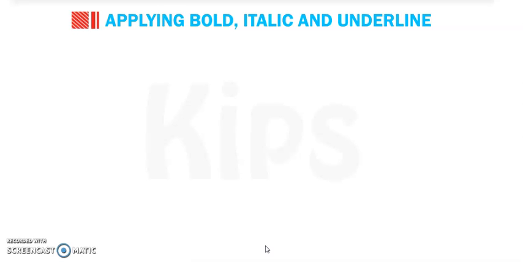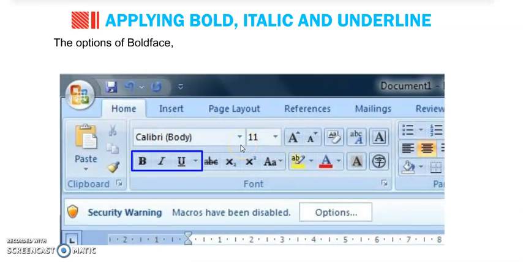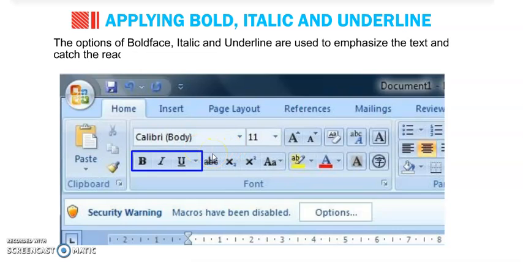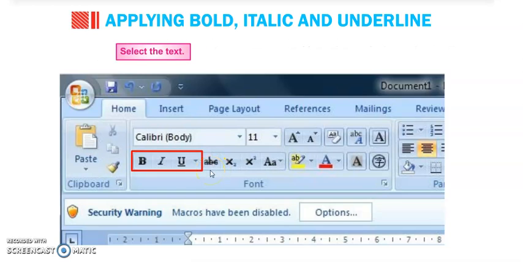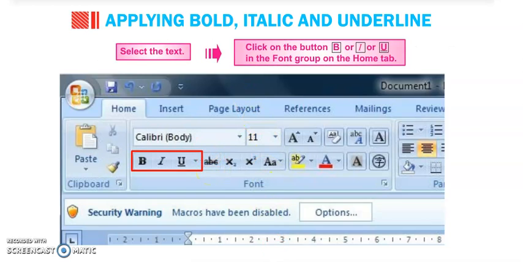So how can we apply them? Bold means we can darken the font, then italic and underline. The options of boldface, italic and underline are used to emphasize the text and catch the reader's attention. For this, first you have to select the text, then click on these three buttons: B for bold, I for italic and U for underline the text. In the font group on the Home tab, you can see these three buttons.